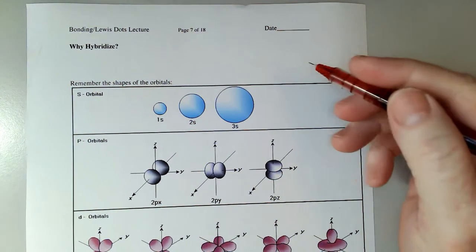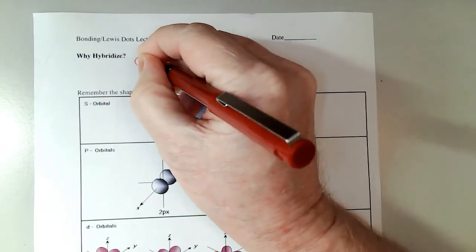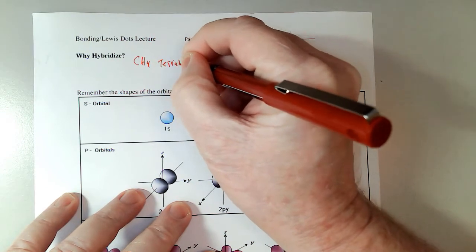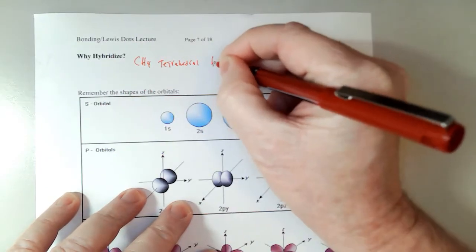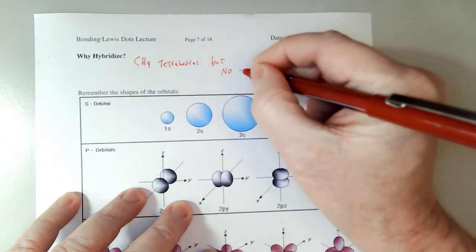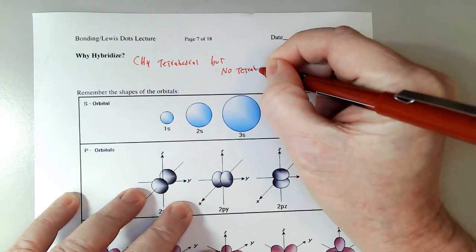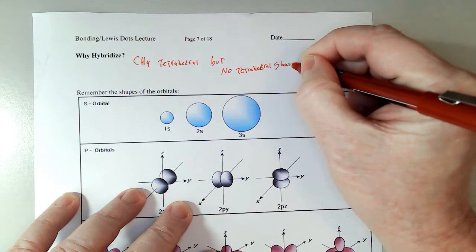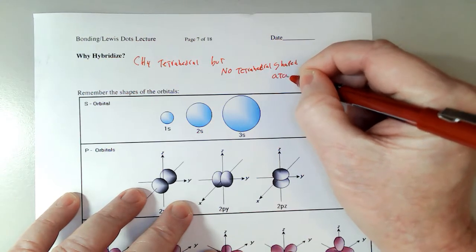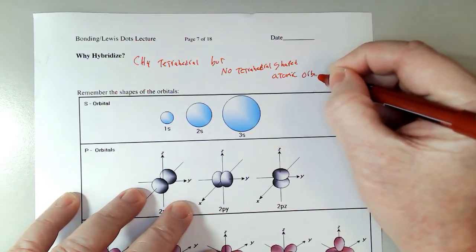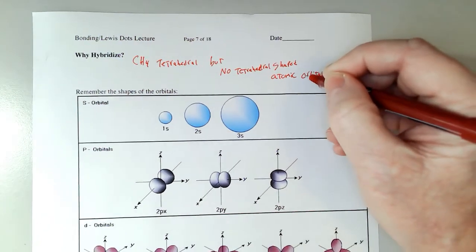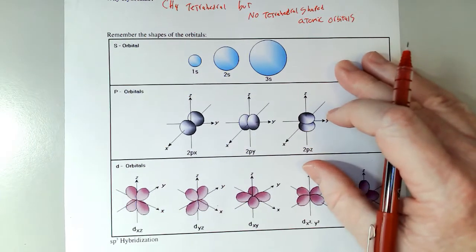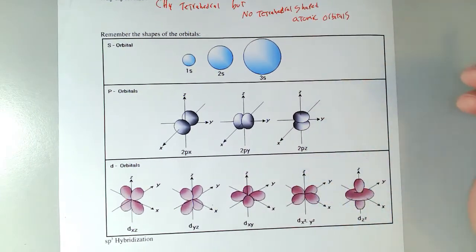Well, it turns out CH4 might be tetrahedral, but there are no tetrahedral shaped atomic orbitals. So, what are the 4 equivalent orbitals that we are actually using to form the bonding in a CH4 molecule?